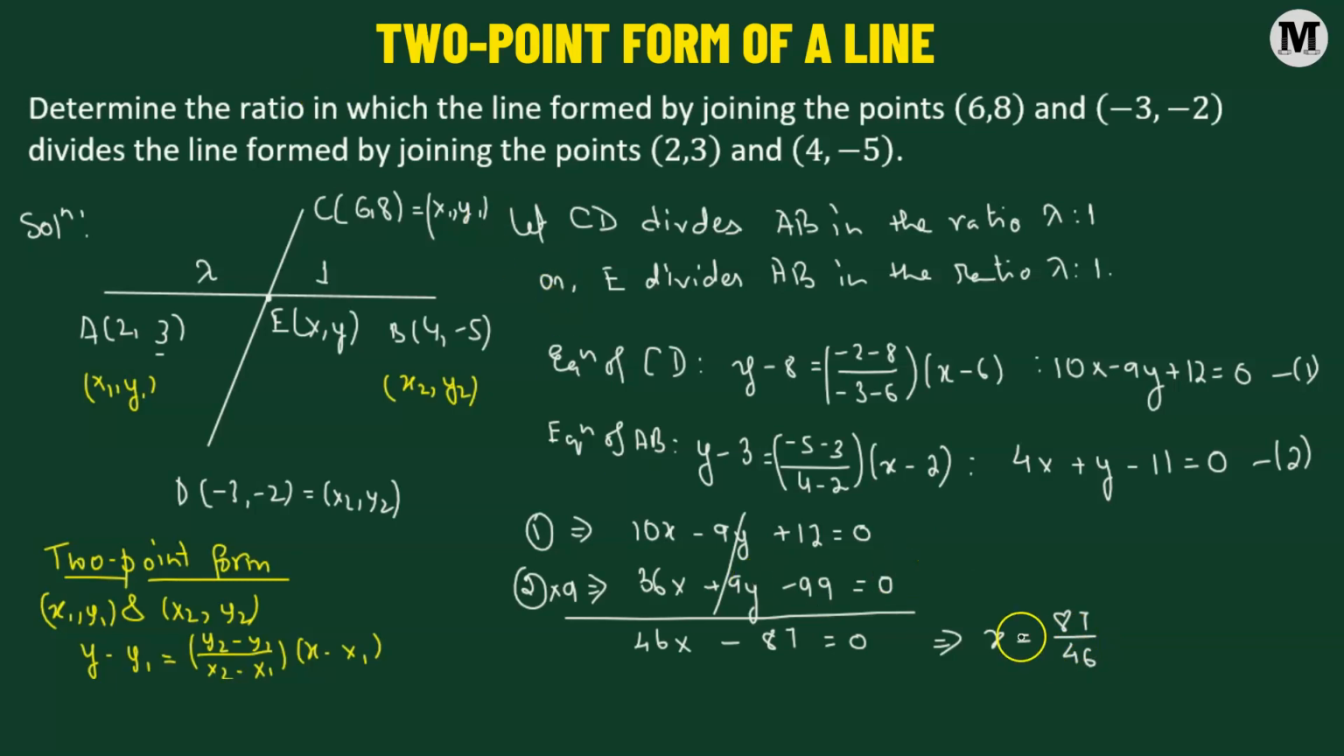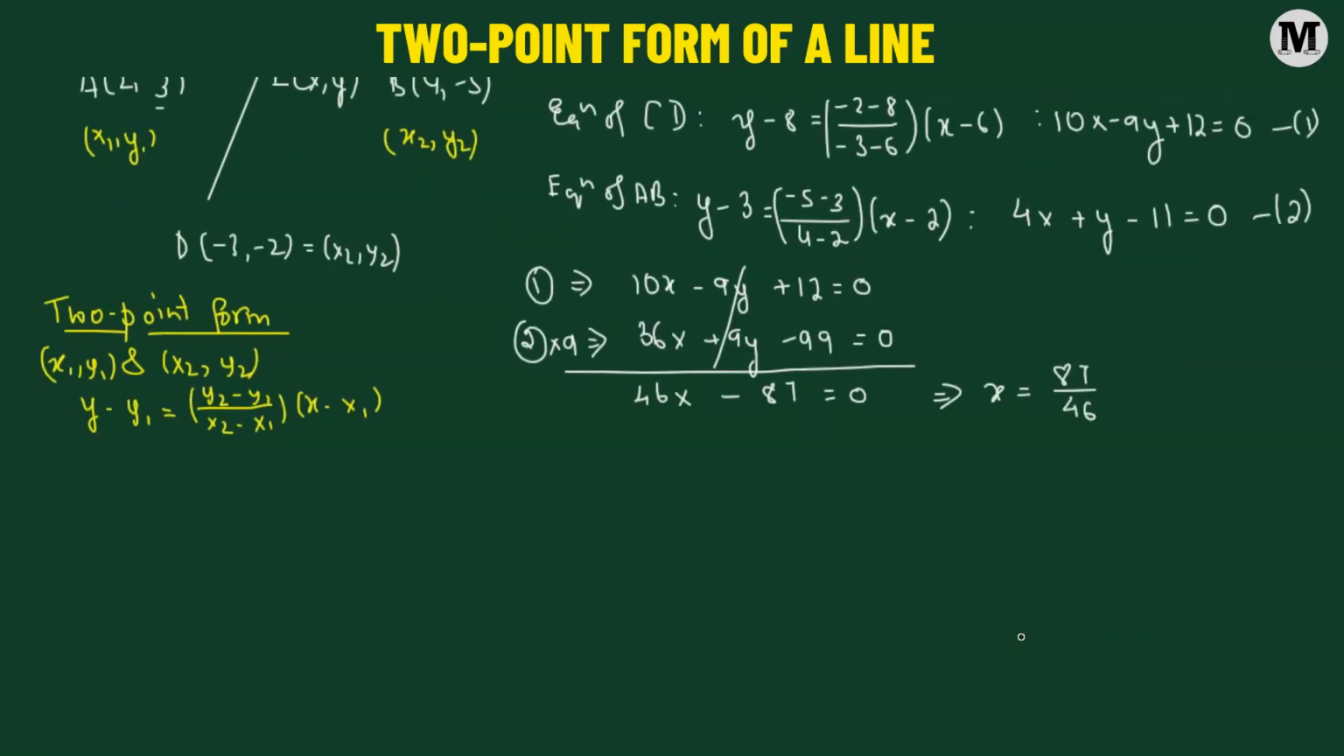Now that we have the value of x, we can easily find out the value of y. So let's use equation number 2. That's much simpler. So here from equation number 2, if we isolate y, y will be equal to 11 minus 4 times x, which means we have 11 minus 4 times 87 over 46, replacing x with its value, and solving for y, y comes out to be equal to 79 over 23.